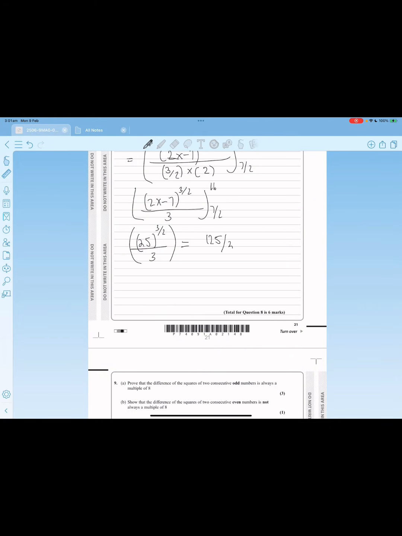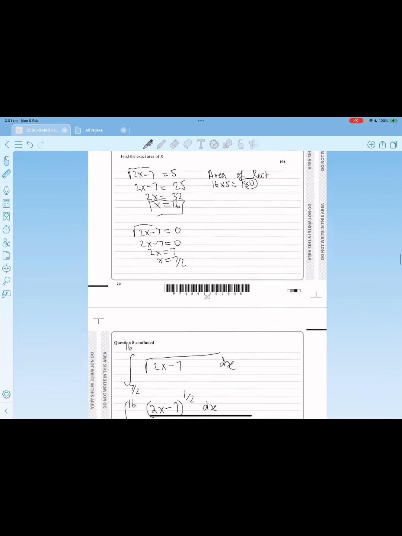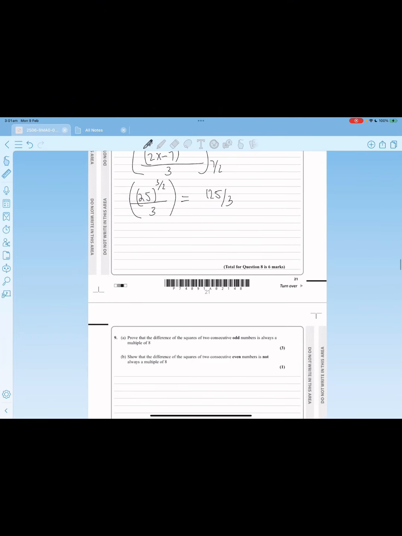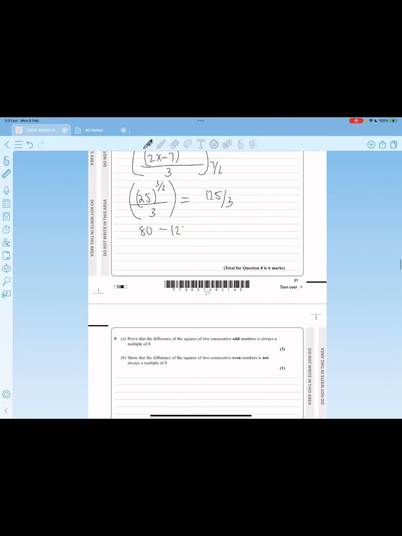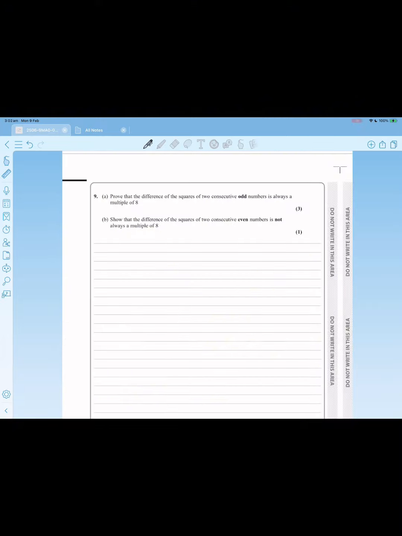125 over 3. Therefore, this region over here is 125 over 3, and my rectangle is 80. So I would just do 80 minus 125 over 3 to give me a final answer of 115 over 3. And there we go. That's my answer for question number 8.